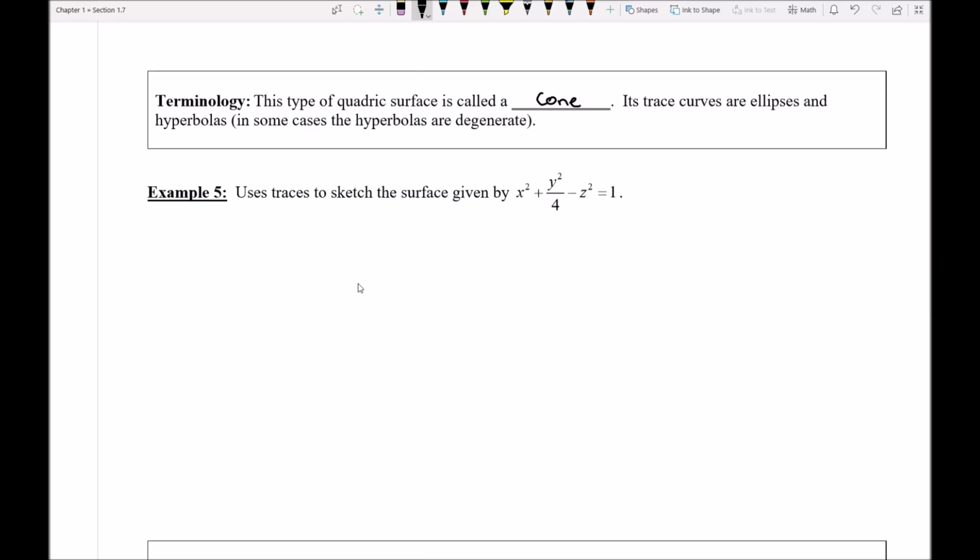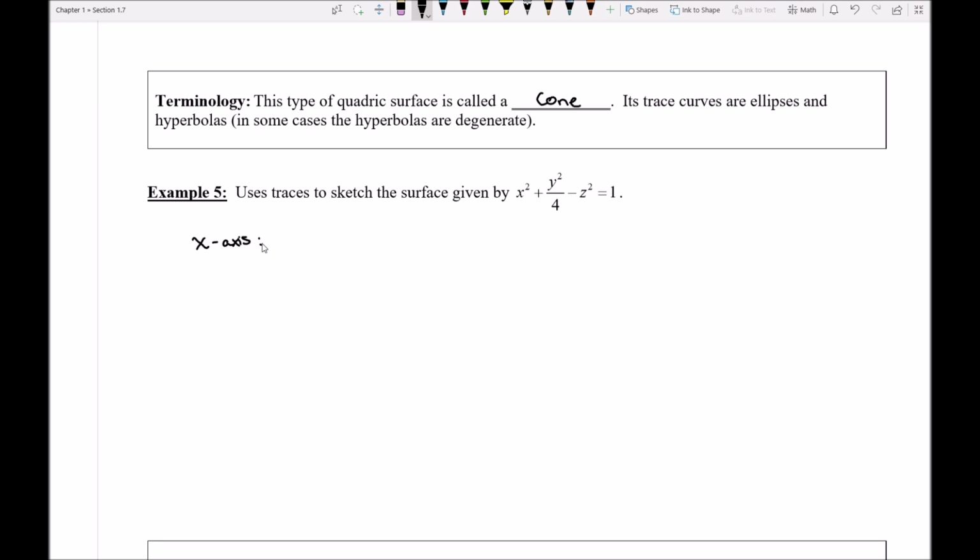In the last example, we took a look at the idea of a cone, and we saw again that working with and understanding how the ellipses functioned really let us understand how the quadric surface behaved. So let's take a look here at example number 5. Again, we're going to try to view this from each of the different perspectives of the axes.